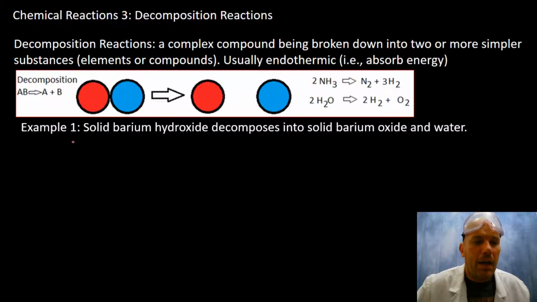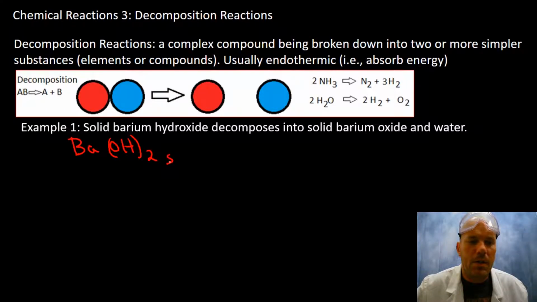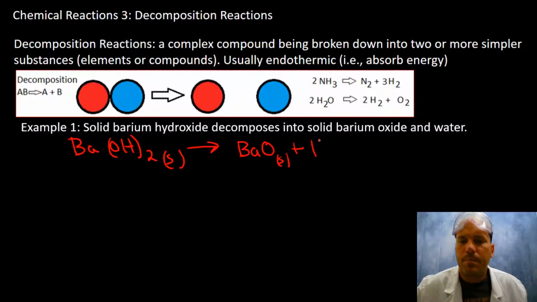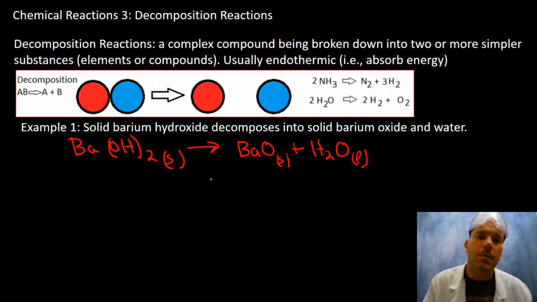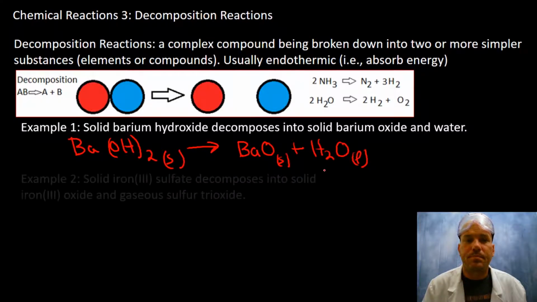Our example here, we have solid barium hydroxide. Hydroxide is a polyatomic ion with a charge of -1. It decomposes into solid barium oxide plus water. And at 25 degrees Celsius, water would be in a liquid form. And if you go through and look at this one carefully, you're going to see, because we have 2 hydrogen here, 2 oxygen here, we have 1, 2 oxygen, and of course 2 hydrogen as well.